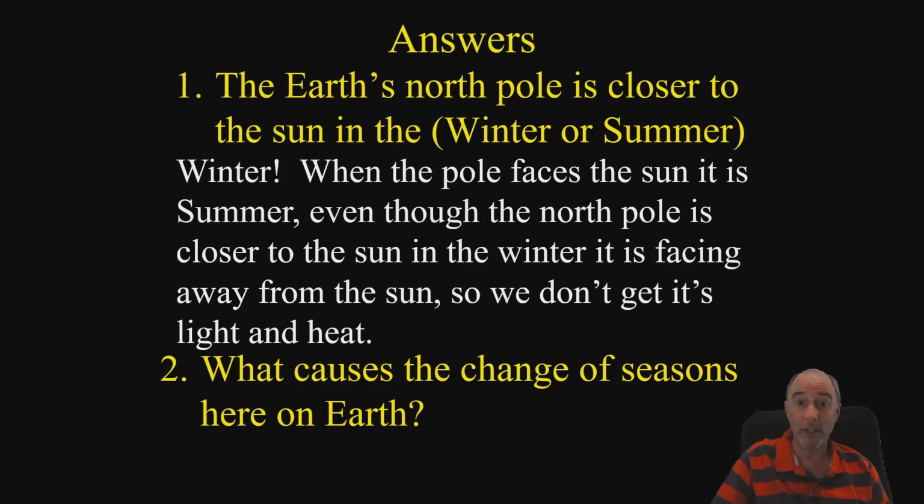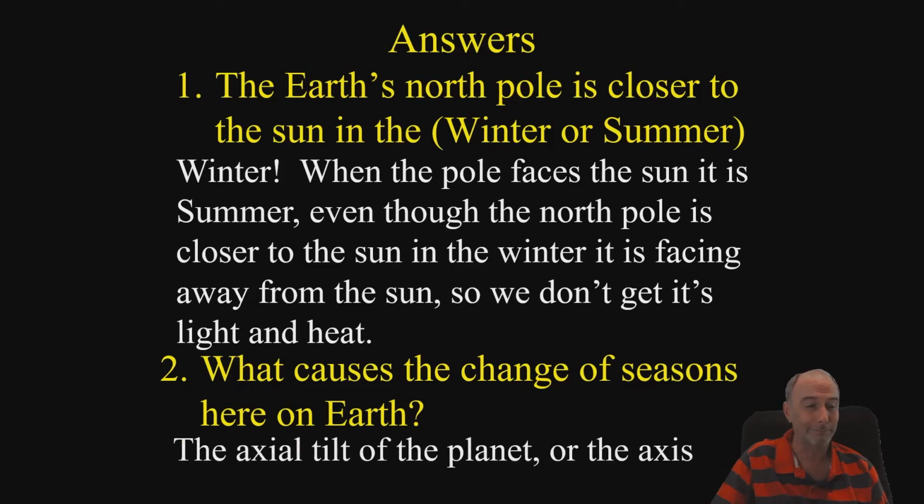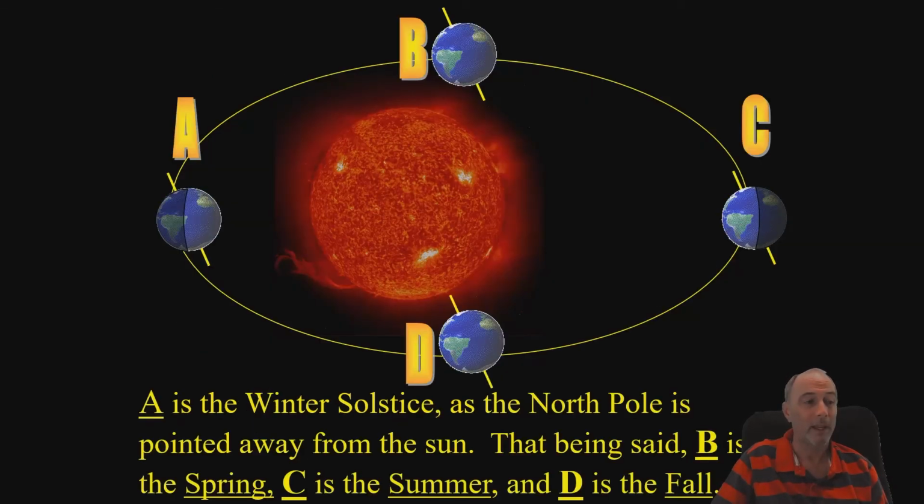What causes the change of seasons? One word and one word only. Starts with an A, rhymes with axis. Yes, the axial tilt of the planet or its axis. Okay, so if we look at our diagram here, we are orbiting in a clockwise direction, meaning we're going from A to B to C to D. So starting here at A, this line is the North Pole, and it is facing away from the sun. It's totally dark right here. No sun is shining. Therefore, that makes it the winter. So A is the winter solstice.